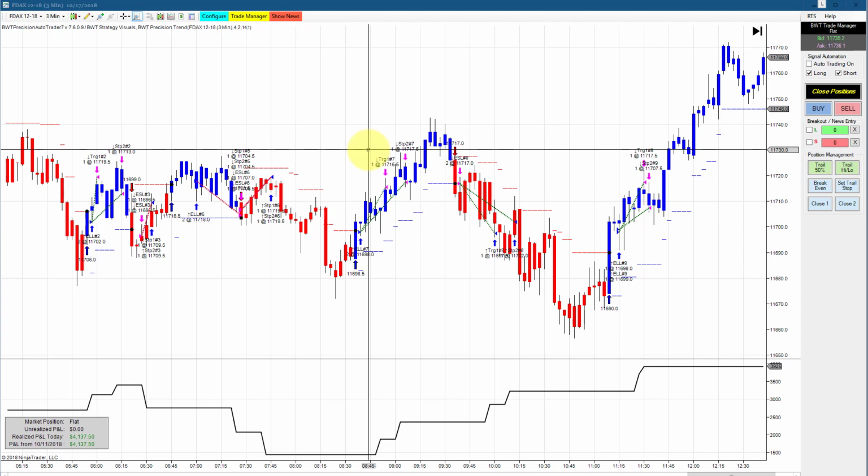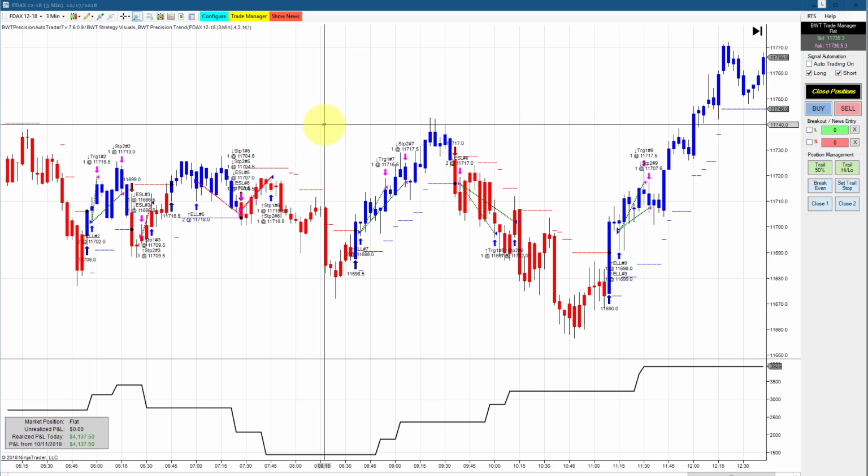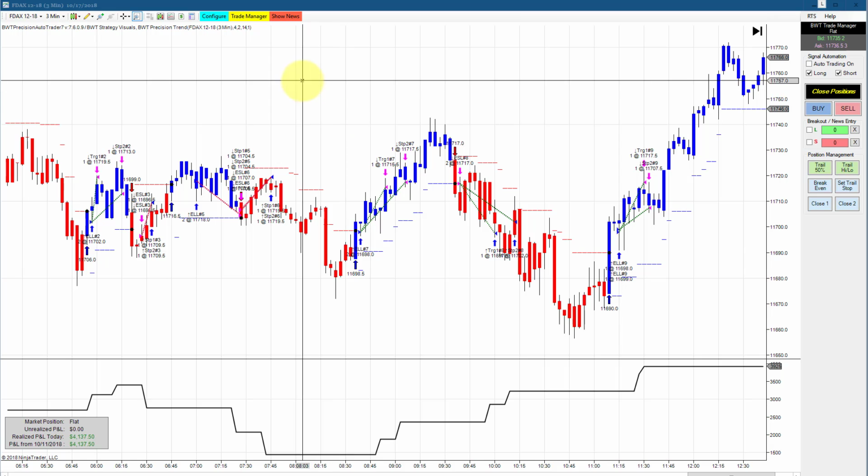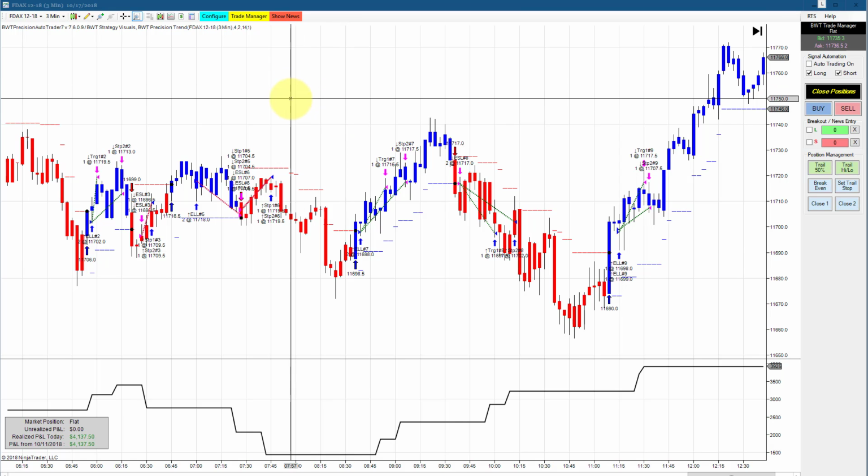First up is the DAX on a 3-minute chart. This is kind of a new chart for us, and it's been doing really well. One of the reasons I plot new charts or different charts on the DAX is to show the versatility of the Autotrader. It's not locked into a particular chart or time frame or market.